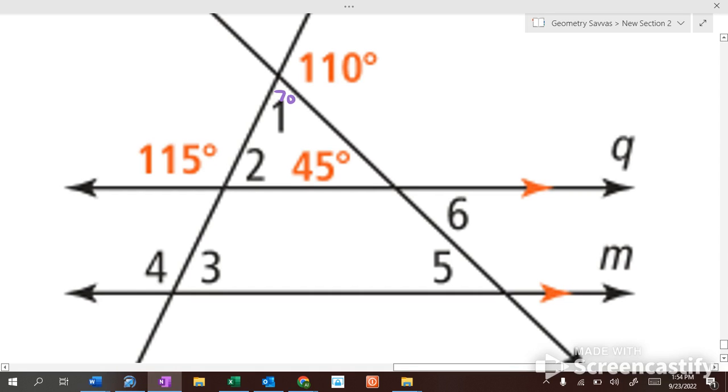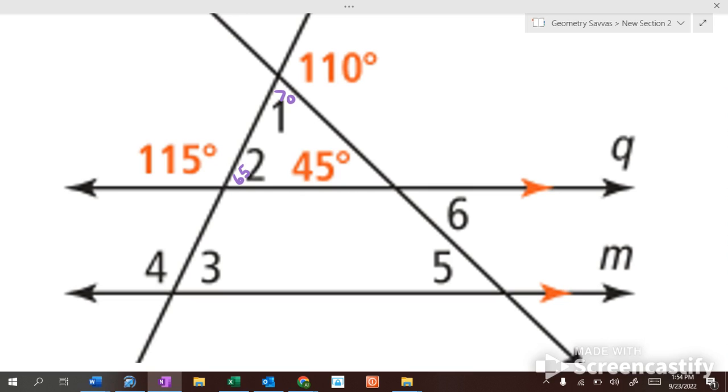Okay. 115 and angle 2. They form a what, Caleb? 115 and 2. They're supplementary because they form a linear pair. So, if that's 115, what's left for angle 2? 65. 65 and 115 add up to 180. Okay? All right. Now, angle 2 is 65.